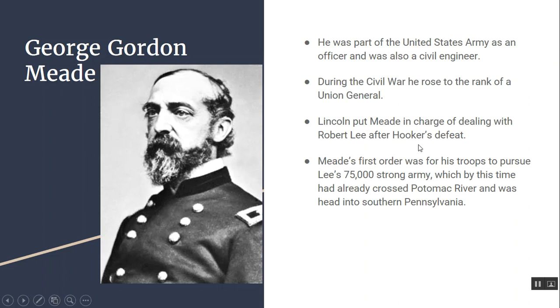The first order Meade had as leader of the Union Army was a little bit conflicting to him, because he knew that his army had to be in between Lee and the capital, Washington, D.C., but he didn't know if being in between these two, defending the capital, would leave his army vulnerable to attack. So his first order was for his troops to pursue Lee's 75,000-strong army, which by this time had already crossed the Potomac River and was headed into southern Pennsylvania. So he decided to not allow his forces to be vulnerable and just to attack Lee head on instead of waiting for him to come.